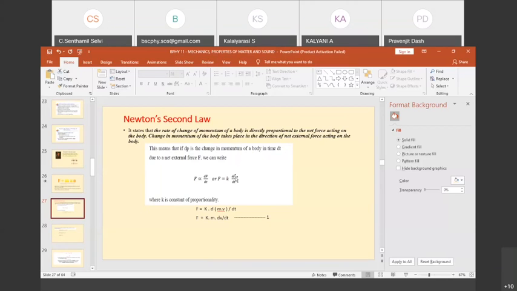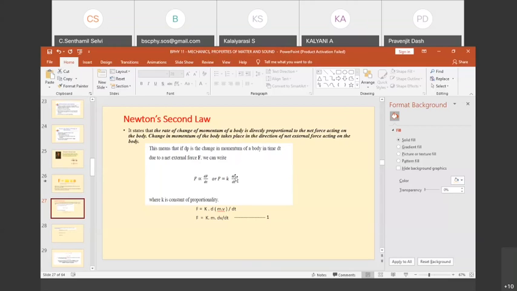P na enna, what is p? Only 3 participants are answering. Yes, what is p, students please, any one of you, are you hearing me? Naan pesuradhu kekkuda? Yes participants, p is momentum. Yes, p is momentum.